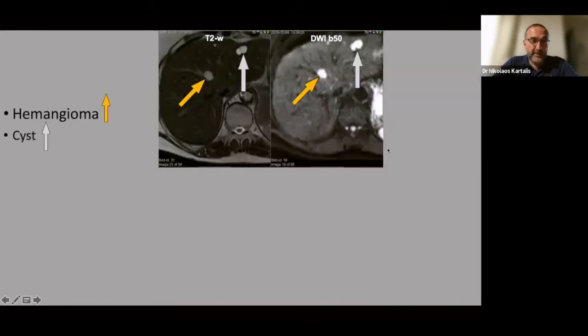Another lesions that we need to remember are the cysts. As we see here, on T2 and diffusion on the low b values, we can't really tell which lesion is which.